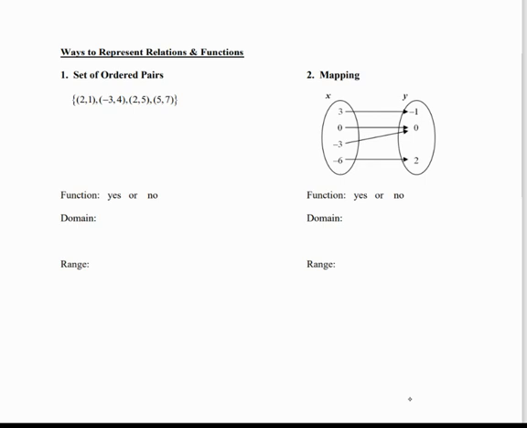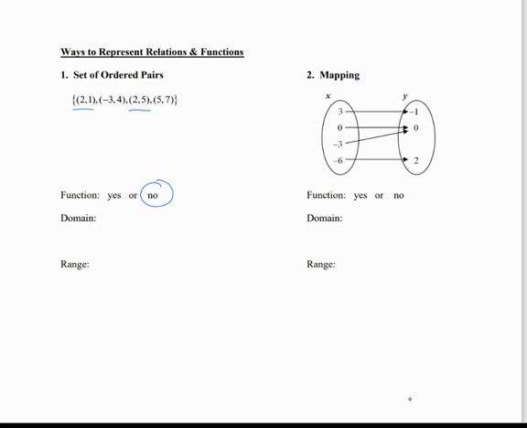So recall, a function means that our x values cannot repeat with different y values. So we have 2 being paired with 1, okay? -3 being paired with 4. So far, so good. Our x values aren't repeating. Then we have 2 being paired with 5. Uh-oh, right? Here, our x value of 2 is being repeated with different y values. So this is not a function.